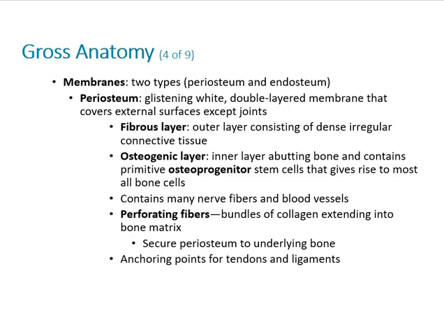There's also perforating fibers, sometimes called Sharpey's fibers, of the periosteum that hold this inner osteogenic layer to the bone matrix. So it essentially secures the periosteum to underlying bone. And what we can talk about more for the periosteum is what else it can do besides surround a bone. It also can provide an anchoring point for tendons and ligaments. Tendons connect muscle to bone, and ligaments connect bone to bone.